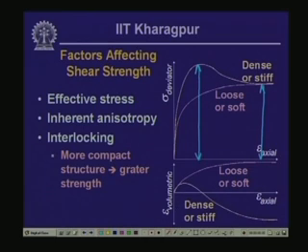As we have noticed earlier, loose or soft deposits will contract under shear, and dense or stiff deposits tend to first contract when the axial strain is relatively very small, and finally the sample starts to dilate, as is shown on the plot there.